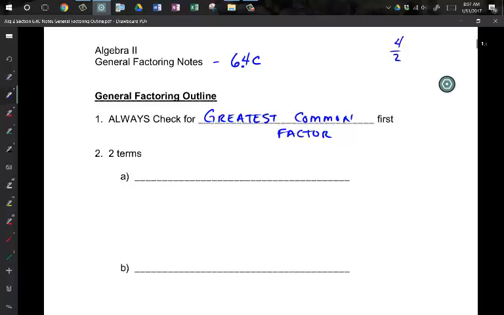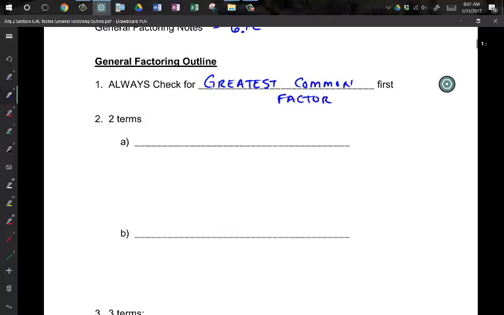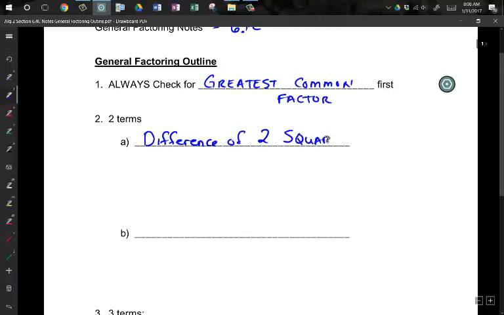Second, if there's not a GCF, then we start looking at possible scenarios. It might have 2 terms, and if it has 2 terms, something that we look for would be the difference of 2 squares. An example there would be a squared minus b squared, which would factor, as you know, to a plus b times a minus b. Another example might be 9x squared minus 49.